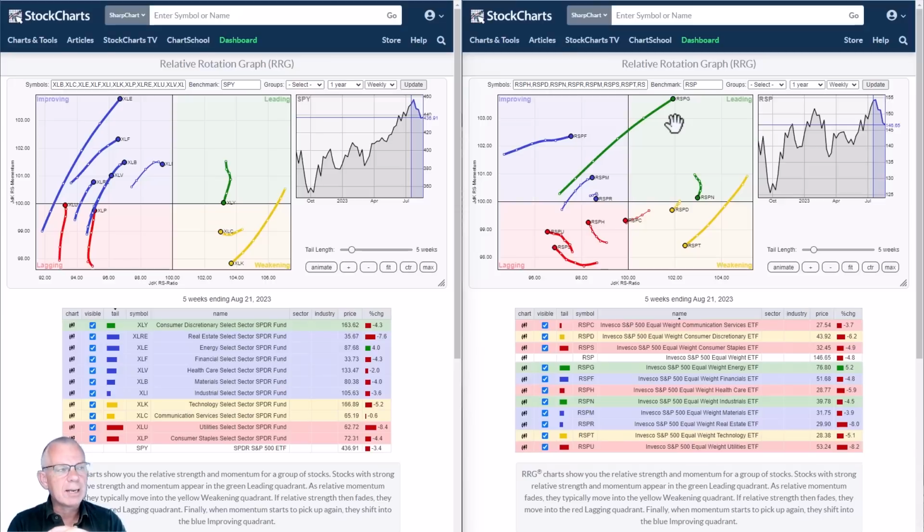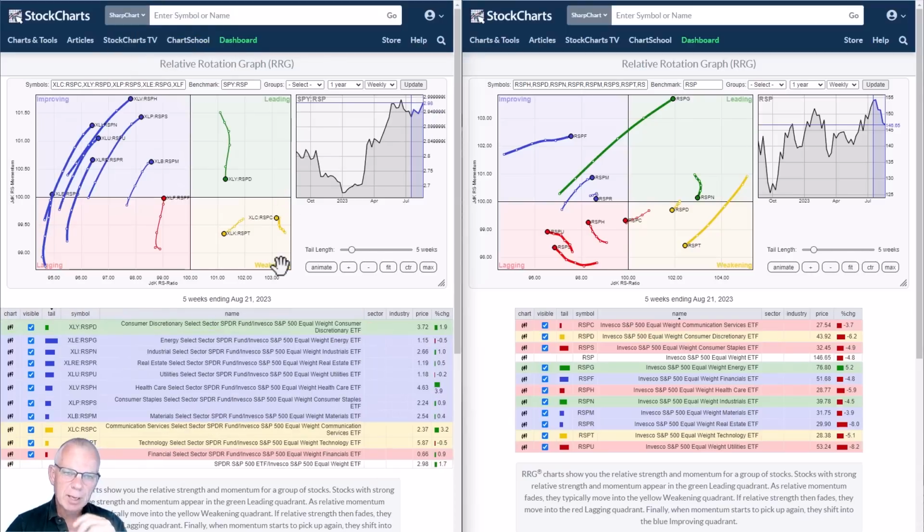I had to think and I had to test because I wasn't really sure whether it would work, but it does. So what I did is I set up an RRG here where the symbols are the ratios of the various sectors. So XLY against RSPD, XLE against RSPG, XLI against RSPN, etc. And the benchmark here is RSP, the equal weight version. So what we're looking at here, I need a little bit of time to digest it.